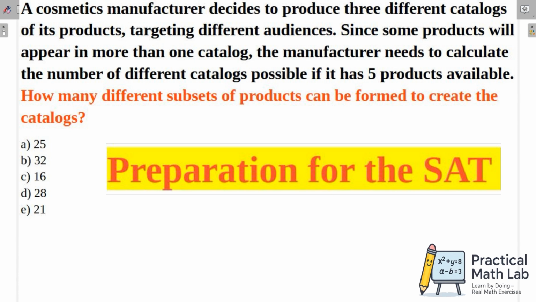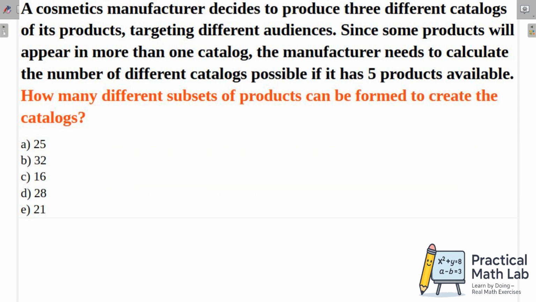A cosmetics manufacturer decides to produce 3 different catalogs of their products, targeting different audiences. Since some products will appear in more than one catalog, the manufacturer needs to calculate the number of different possible catalogs he can create if he has 5 products available. How many different subsets of products can he form to make up his catalogs? 25, 32, 16, 28, or 21?